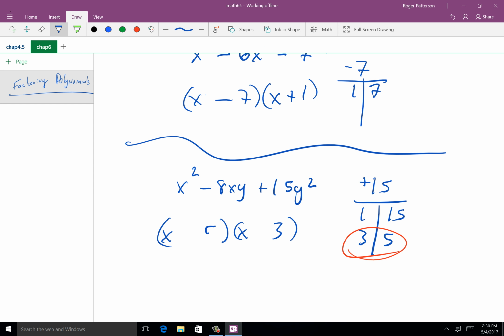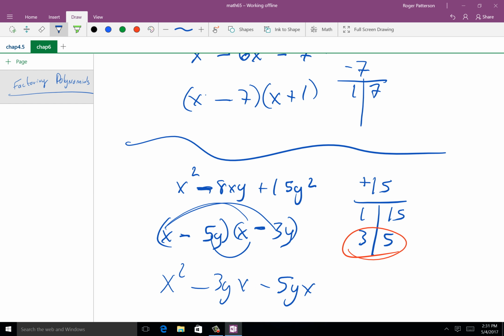3, 5. Now, in this case, this is a plus, so they're going to be plus. But here's the sign I got to look at. Minus. So in this case, this is going to be a minus. This is going to be a minus. Here I have a y squared, so I got to drop y's in there like that, just like I have my x's, and that all works out. Okay. If you don't believe, we'll FOIL it. There's your x squared. There's your negative 3yx. There's your negative 5yx. And your plus 15y squared. Okay? All works out.